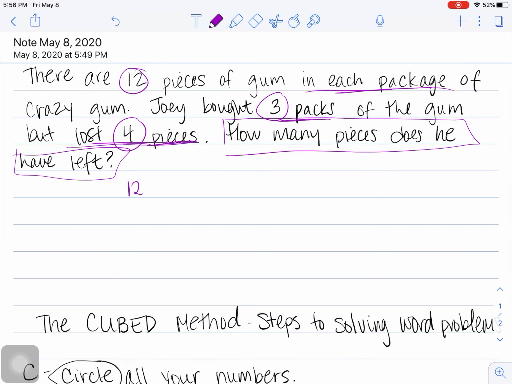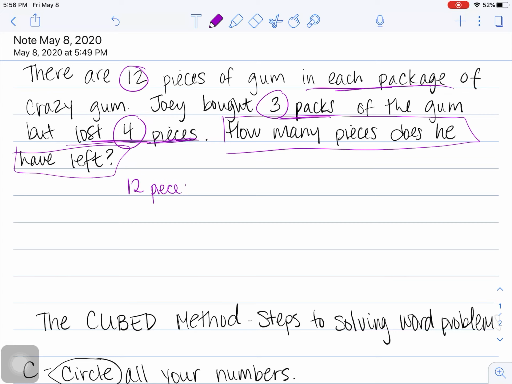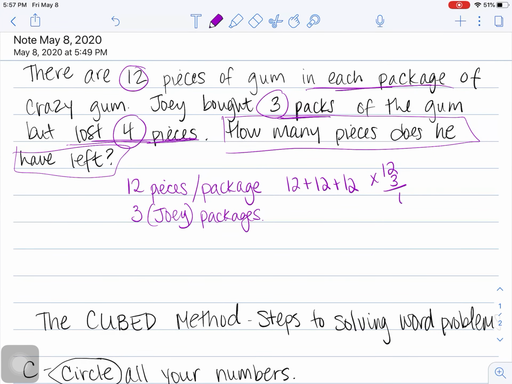So I know that there are 12 pieces of gum in a package. I know that Joey has 3 packages. So if there's 12 pieces in a package and Joey has 3 packages, I could do 12 plus 12 plus 12, right? Or what else could I do? Repeated addition is also multiplication. So 12 times 3, and that equals 36. So I know that Joey has right now 36 pieces of gum.